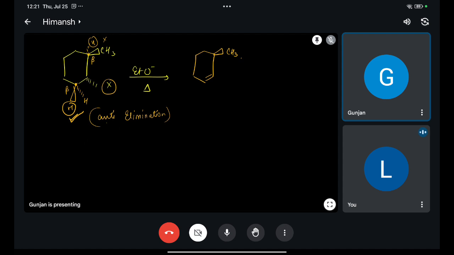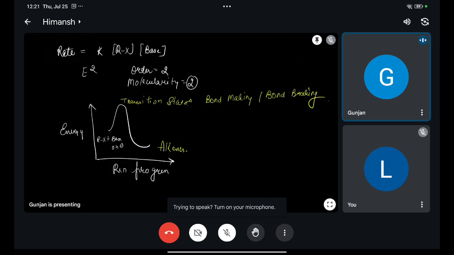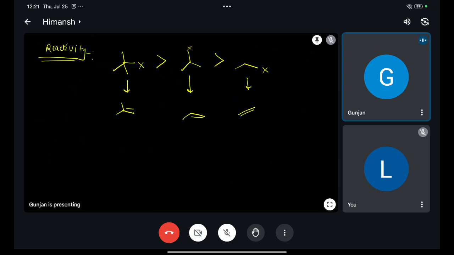Ma'am, when do we need to consider this anti-elimination? Always, when we do elimination by the E2 mechanism, we have to consider anti-elimination. If it is an E2 reaction, you have to consider anti-elimination. I mean, when the rate is second order, then one should consider it. Correct. Okay? Yes, ma'am. We didn't start E1 reaction or we did? Started E2 only, na?